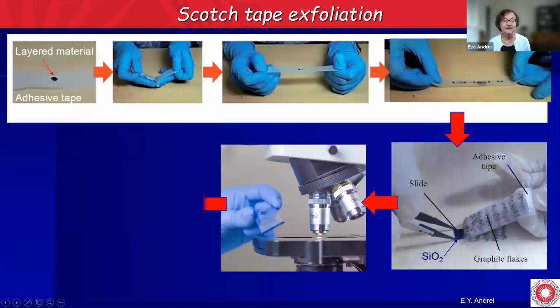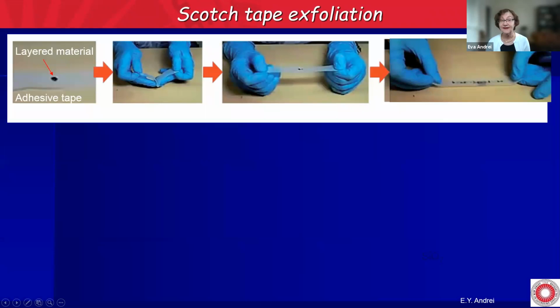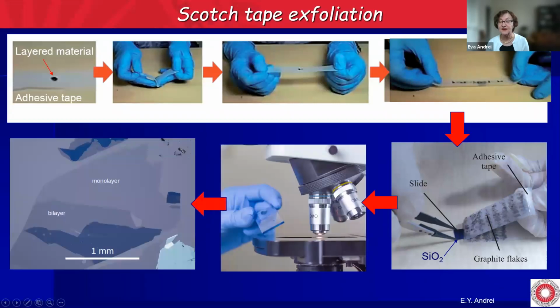So in fact, this is how they did it. You take graphite, or any other kind of 2-layer material, you pick up a piece with Scotch tape, and then you bring it together and make it thinner and thinner. Every time you bring this tape together, you break the material into 2 pieces, another 2 pieces, and so on and so forth. And you end up with something that looks like this.